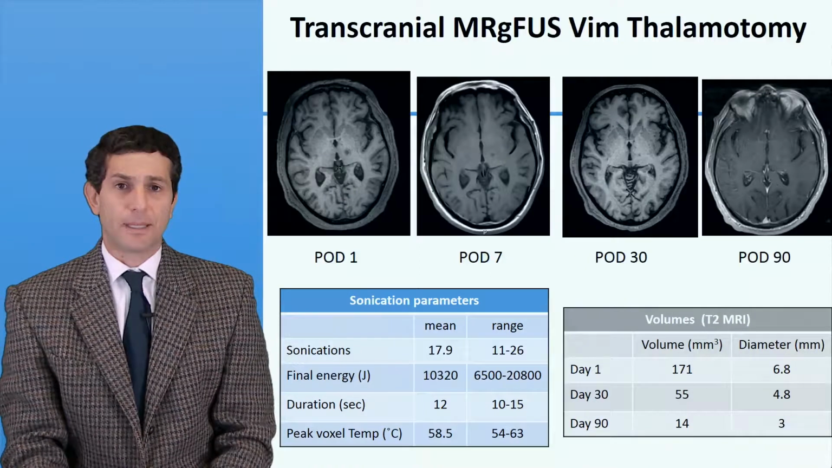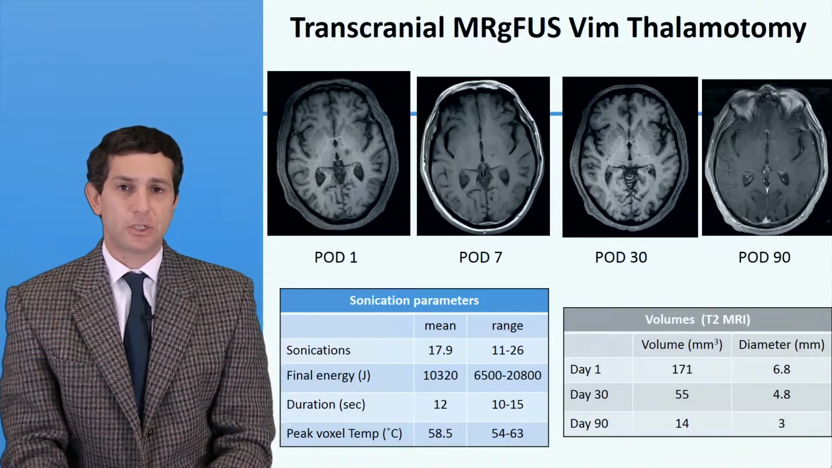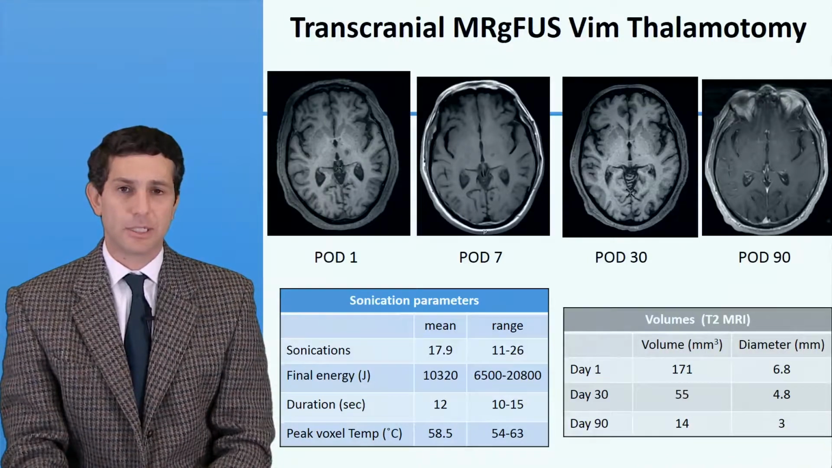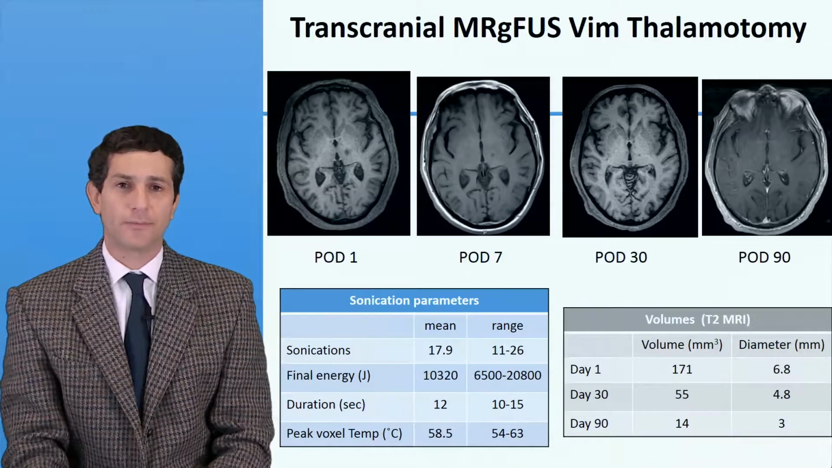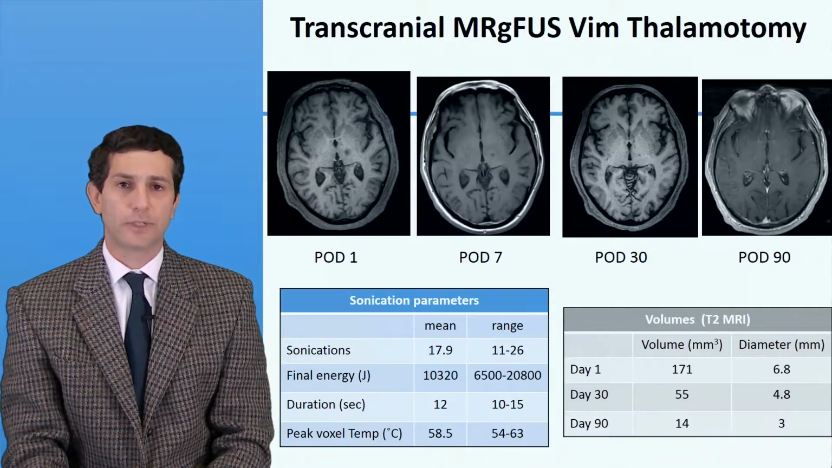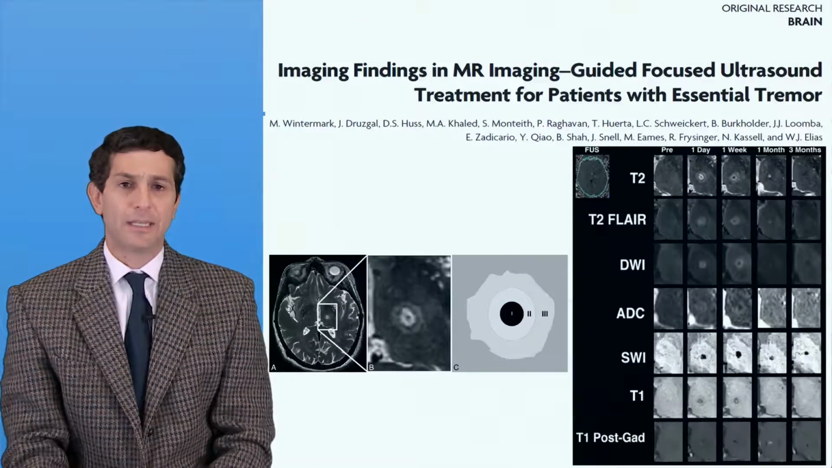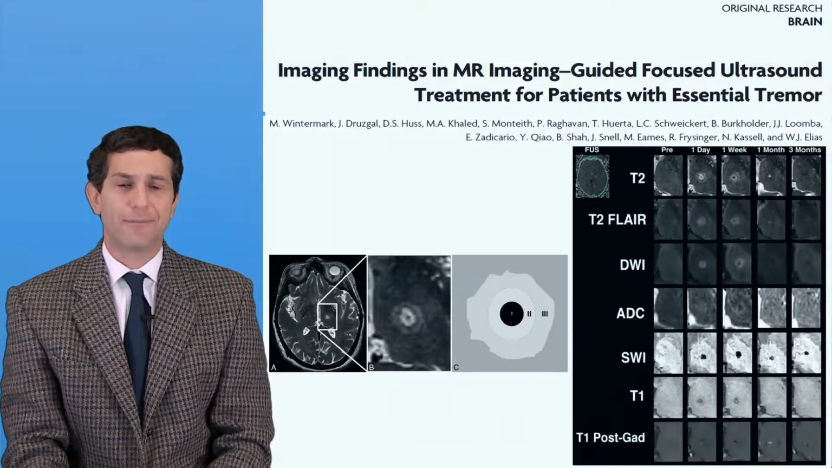And as I alluded to, the volumes of the lesions change in time as the lesions mature or evolve. You can see that the lesion volume is largest really at 1 day, and then starts to diminish as the lesions coalesce, with smaller volumes at days 30 and 90. And the lesions behave very much like an ischemic infarction.